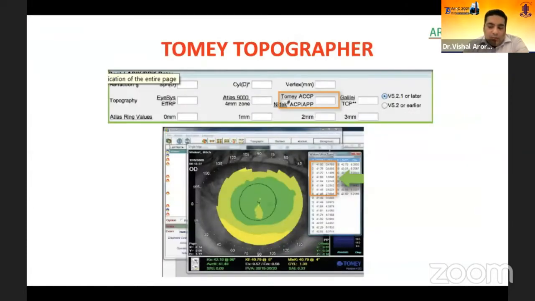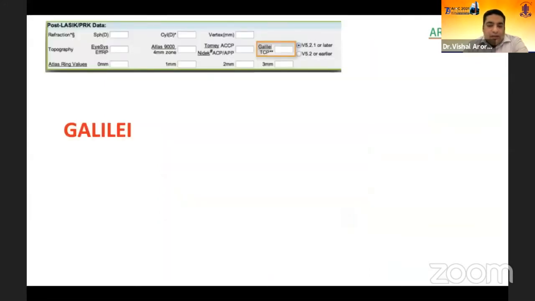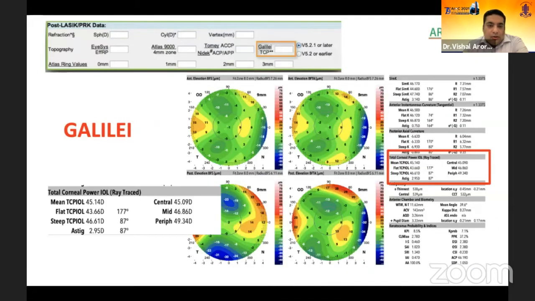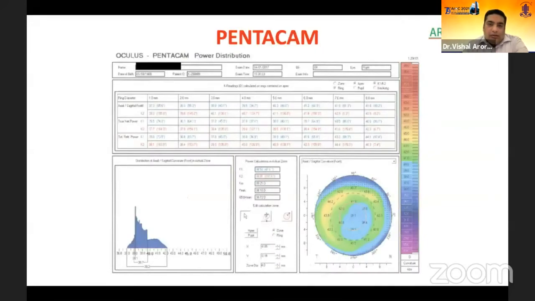If you have access to TOMI, either TMS4 or TMS5, you go to the Placido part of TOMI and you can get directly an ACCP value, which can be fed into this. Gella is a dual Scheimpflug system. It directly gives you the total corneal power, which is ray traced, and what they say is pretty accurate. I have not used it personally. The most commonly used is a Pentacam.